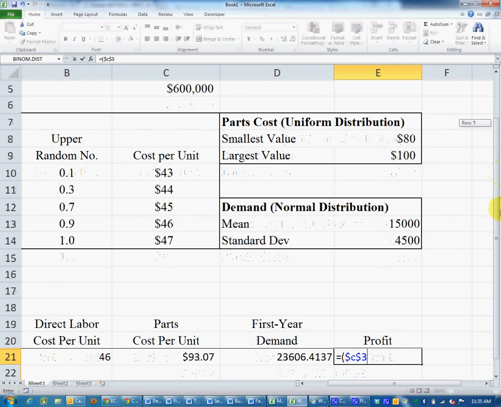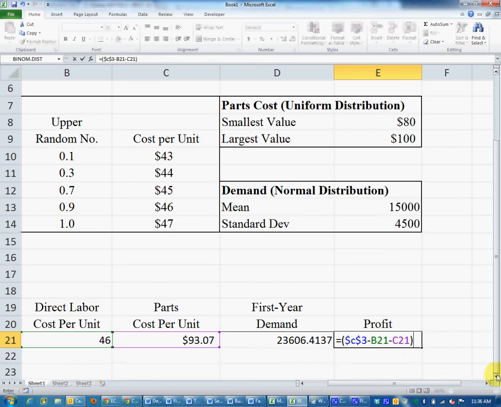So that's our revenue per unit, minus, so we're going to subtract our cost per unit and our labor per unit. So that's minus B21 minus C21. Is that dollar sign or just normal? Just normal, because that's going to change each time you pull it down. So we're taking our revenue per unit minus our labor per unit minus our cost per unit. We're going to close that.